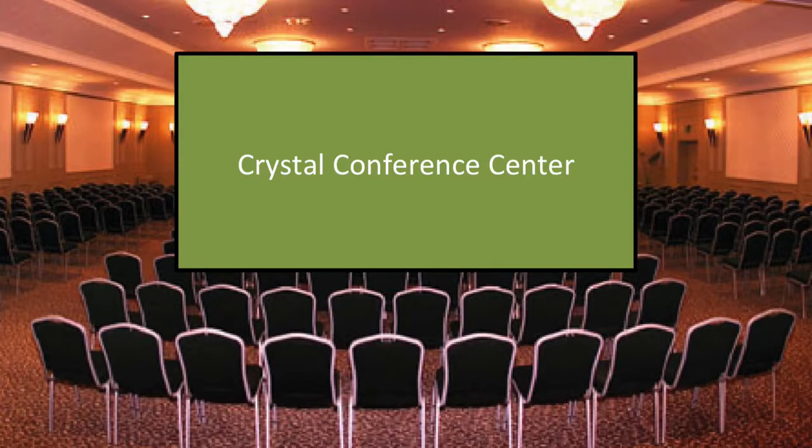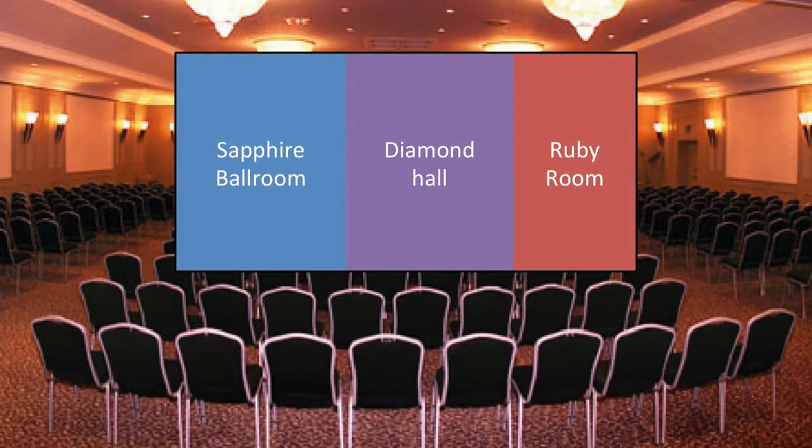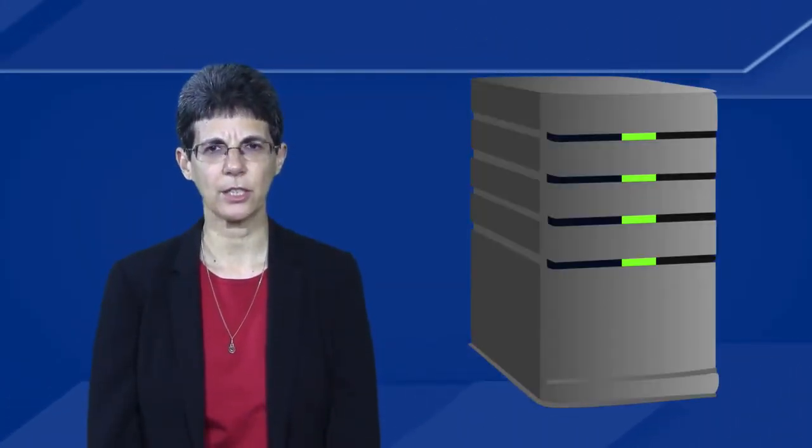Think about a large hall in a convention center. It can be used as a large room, or it can be divided into multiple small rooms. In other words, the room can be utilized in several ways depending on the needs of the organization at a specific time. In the same manner, virtualization enables the organization to allocate and utilize its computing resources according to its needs.